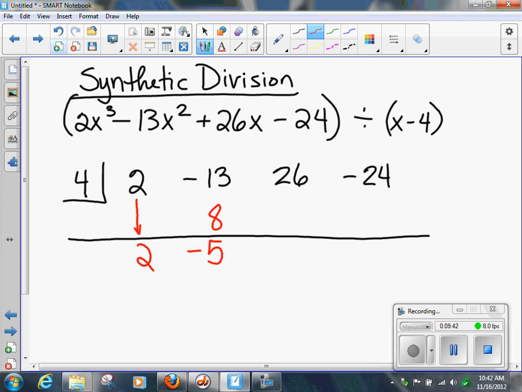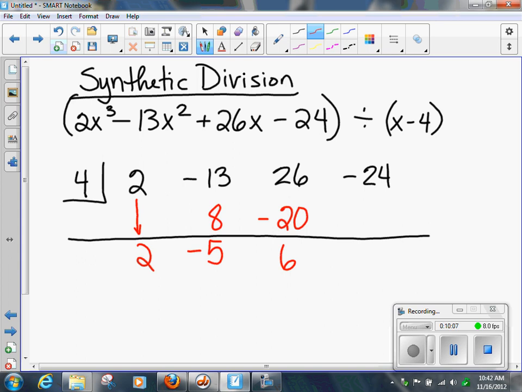Watch the process. Now, go back to 4. 4 times negative 5 is what? Where does negative 20 go? Under the 26. And now what? Add down the column. What's 26 minus 20? 6. Now what do we do?